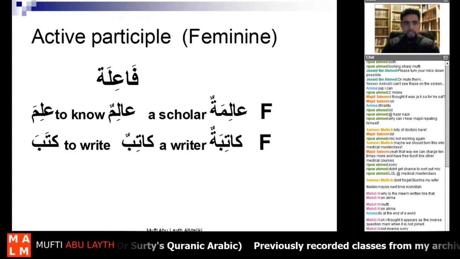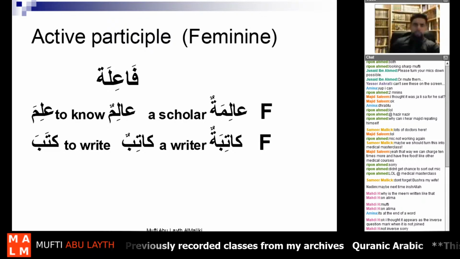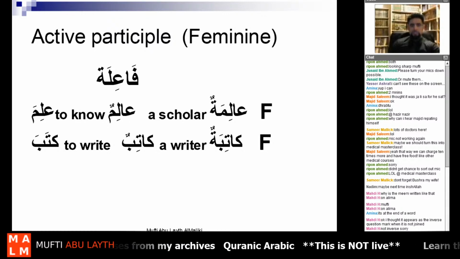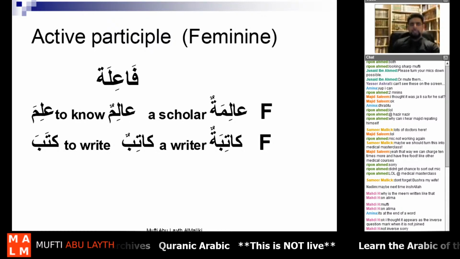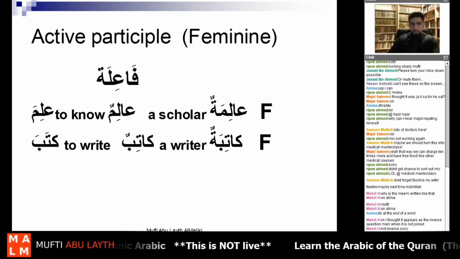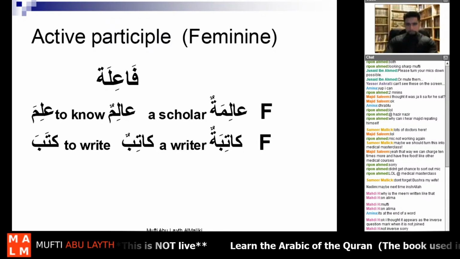But you've got this here. You add a fatha on the lam, and you just add a ta at the end. Now that will make the feminine version of the active participle. He does refer to this in the book sometimes as just AP, the active participle. And as I've explained, simply it means the doer or the doing. Now we've got here katibun, a writer, katibatun, feminine, a writer. So it's talking about a woman. Alimatun, a scholar, but a female scholar.